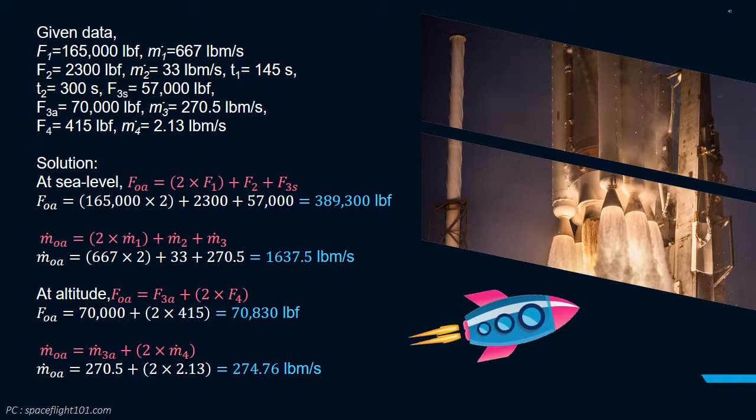Similarly for mass flow rate. Mass flow rate of sustainer engine m dot 3A and propellant flow rate of 2 small vernier engines which is m dot 4 can be included for mass flow rate at altitude. So we can write m dot suffix OA is equal to m dot suffix 3A plus 2 into m dot 4. Now substitute the values and simplify. We get the overall mass flow rate at altitude is 274.76 pound-mass per second.